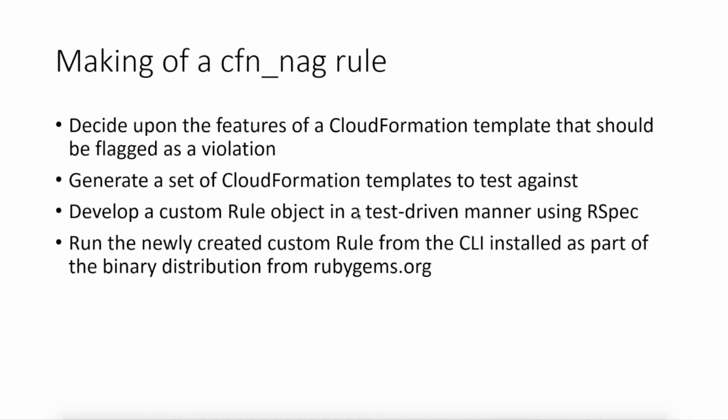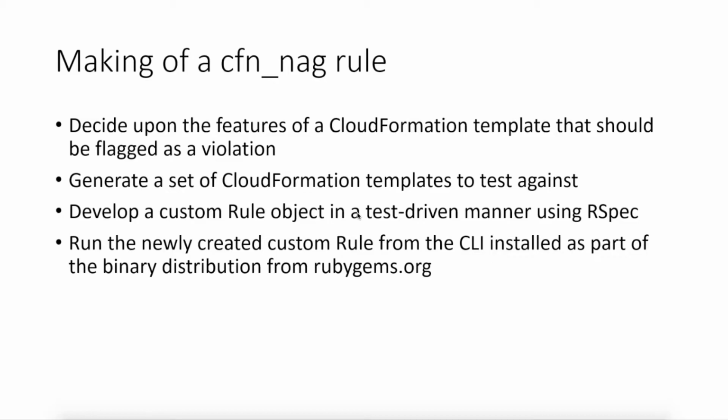Next, we will generate so-called red and green CloudFormation templates that do and do not contain the features of the template we wish for CFN-NAG to flag as a violation. So in this case, we'll generate a red CloudFormation template that has an RDS instance where storage encrypted is set to false. And we'll also generate a green CloudFormation template where storage encrypted is set to true. Also, we will likely generate a CloudFormation template where it's not specified at all.